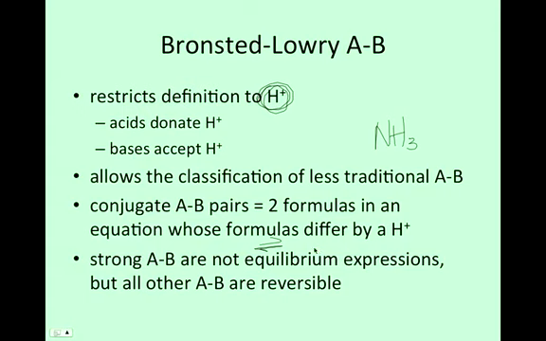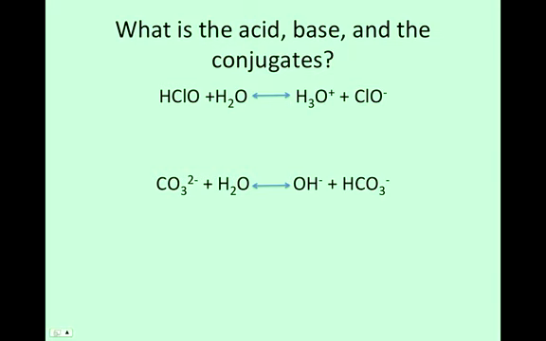reversible arrow. We don't use an equilibrium expression where you have the concentration of products over the concentration of reactants, like what we had in the general equilibrium notes. But all the other weak acids and bases, you can write equilibrium expressions for those. So let me just refresh your memory a little bit on Bronsted-Lowry acids and bases and how you identify the acid, the base, and then the conjugate.